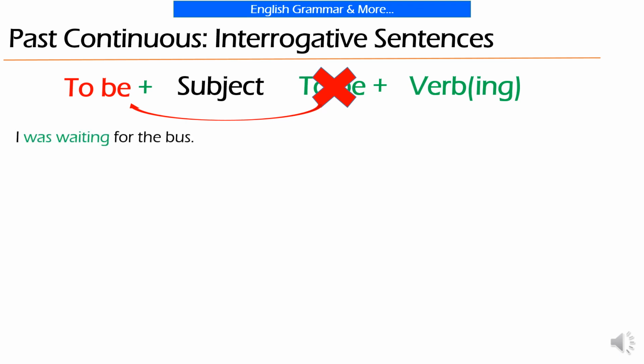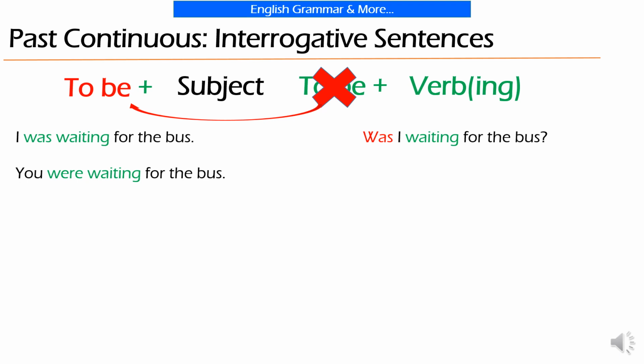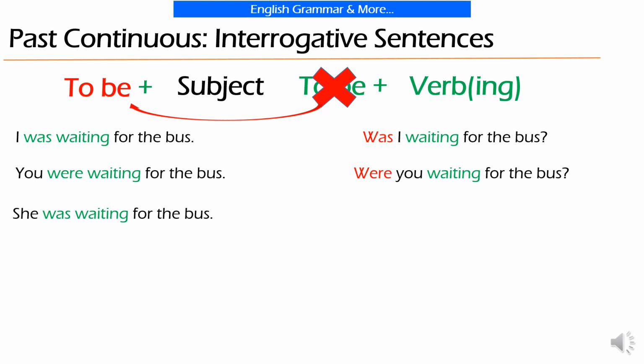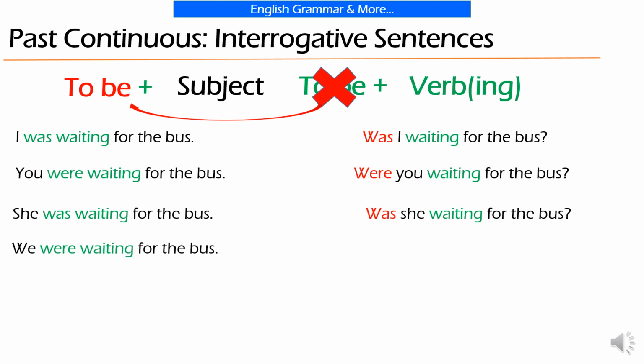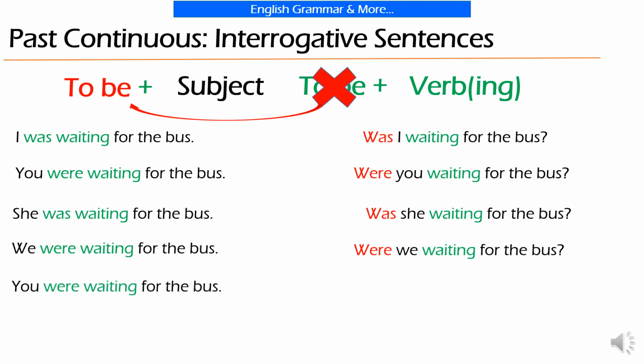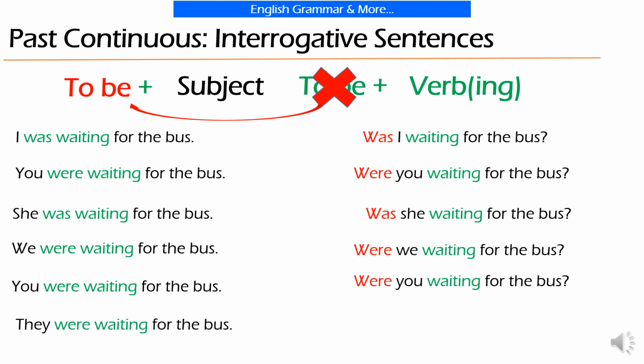I was waiting for the bus. Was I waiting for the bus? You were waiting for the bus. Were you waiting for the bus? She was waiting for the bus. Was she waiting for the bus? We were waiting for the bus. Were we waiting for the bus? They were waiting for the bus. Were they waiting for the bus?